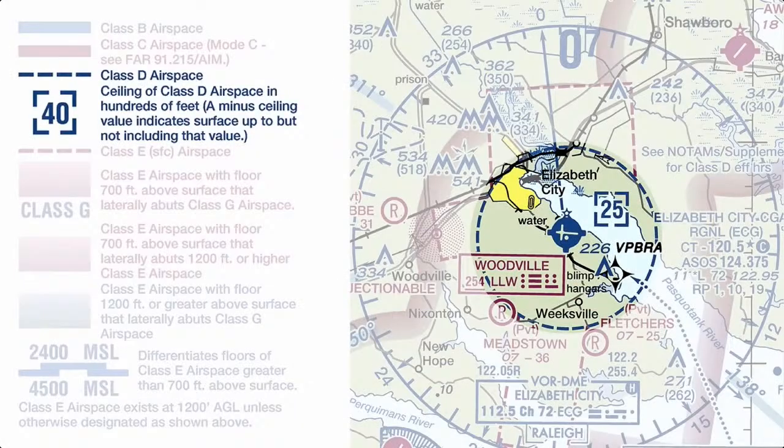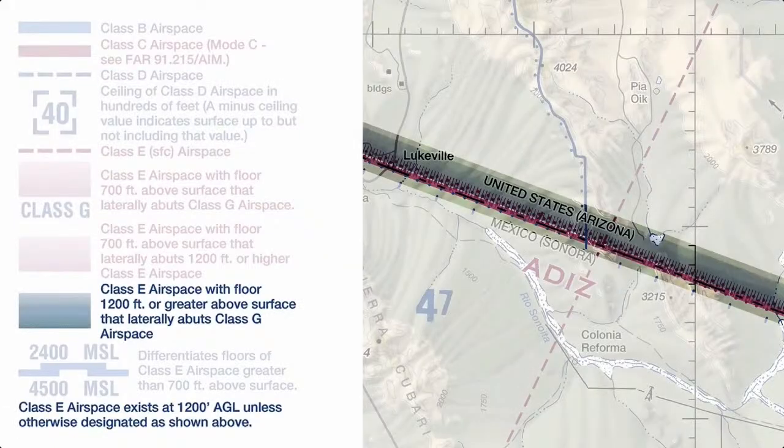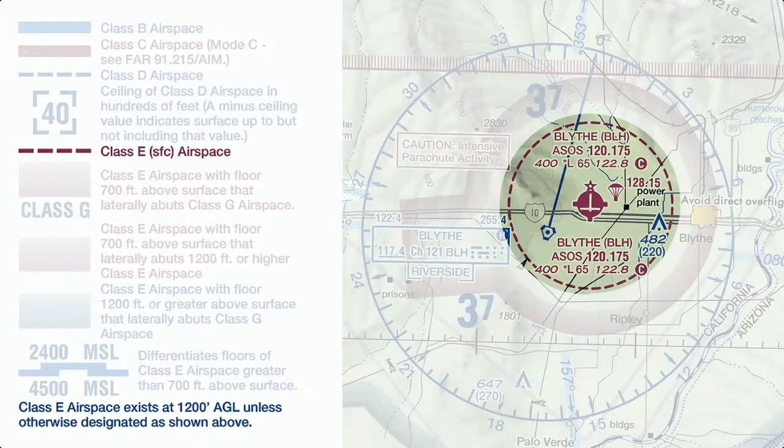Then we have Class D airspace, with the dash dotted blue line, and it's going to show you here the top, again in mean sea level, so 2,500 feet in this case. Then we have the Class E airspace, which can be depicted a lot of different ways. Class E starting at 1,200 feet. And then we have Class E starting at the surface, which is going to be that dash magenta line.